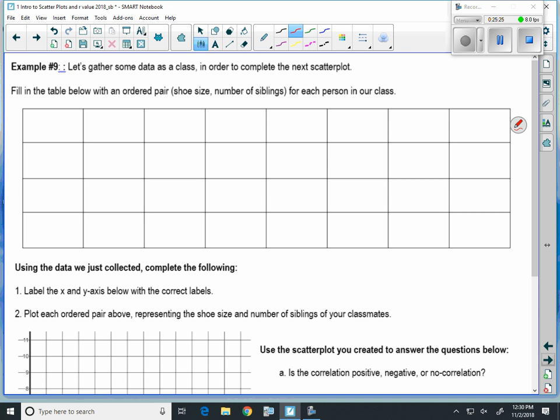All right, this is my favorite part of the day. Are you ready? This will be fun. Audience participation. Let's gather some data as a class in order to complete the next scatter plot. Fill in the table below with an ordered pair: shoe size and number of siblings. For example, if I go first, my shoe size is a 9, sometimes an 8.5, but I'll just go with 9. I have one brother. So my coordinate point is 9, 1. Go ahead and write that in the first box.